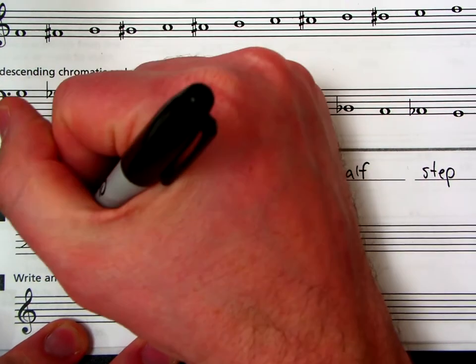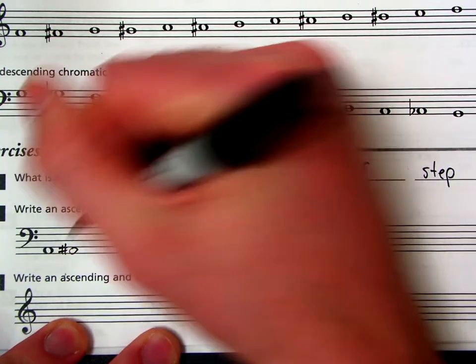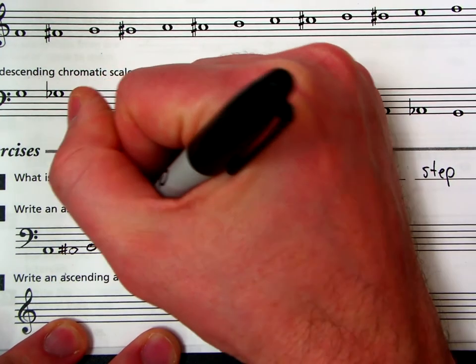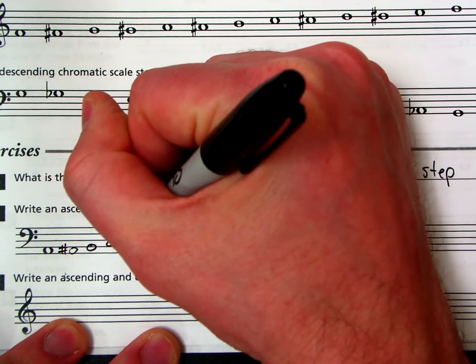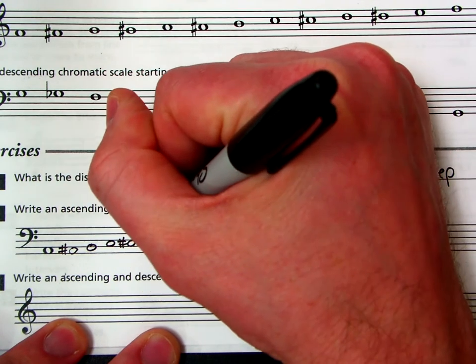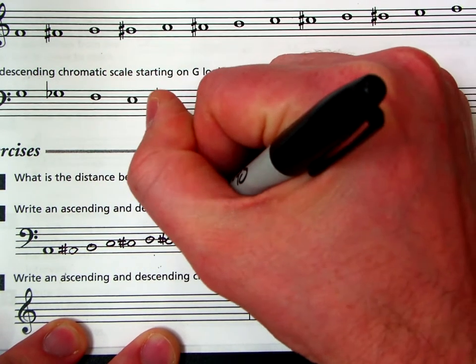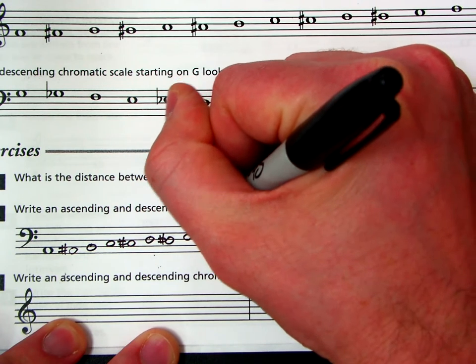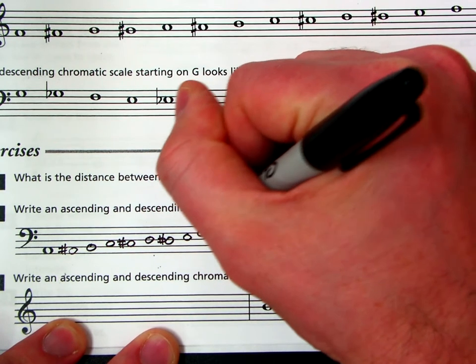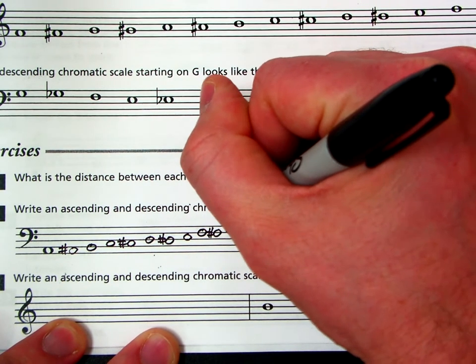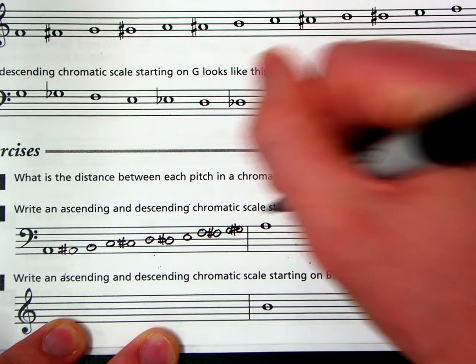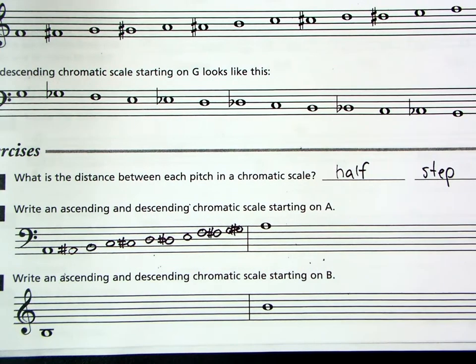So A would move to A sharp to B, B to C, C to C sharp to D, D to D sharp to E, E to F, F to F sharp to G, G sharp, and then A is right here. Sorry, I didn't space it out very well, but you can see that if you look a little bit closer.